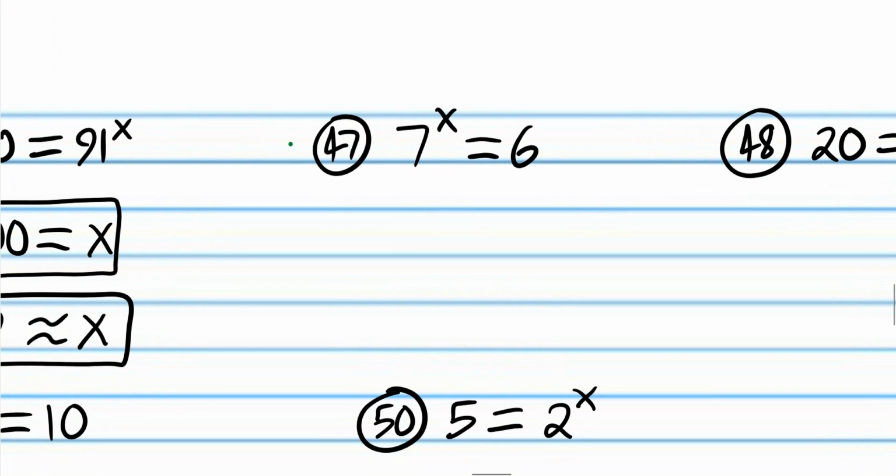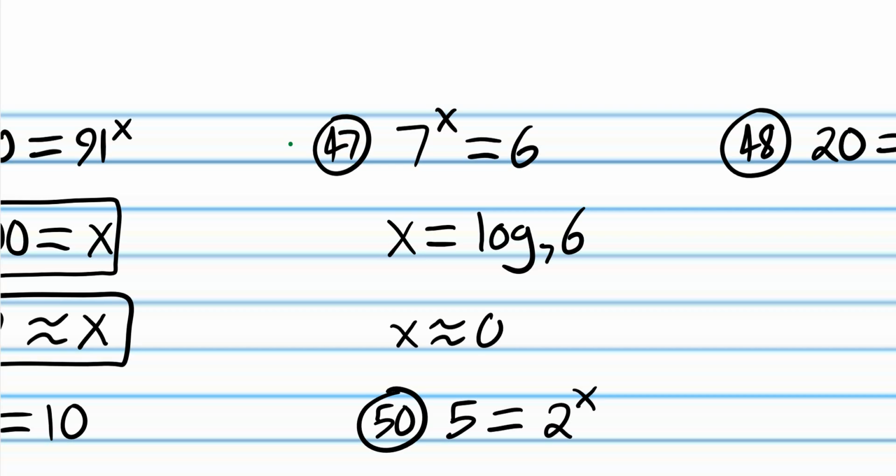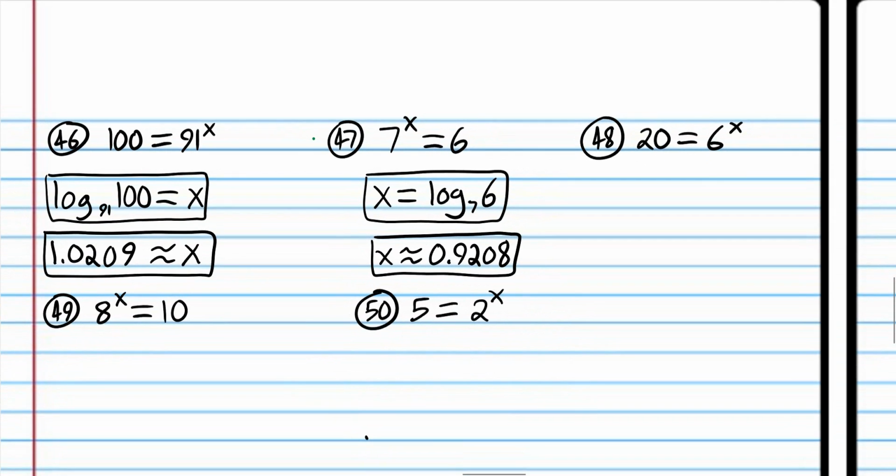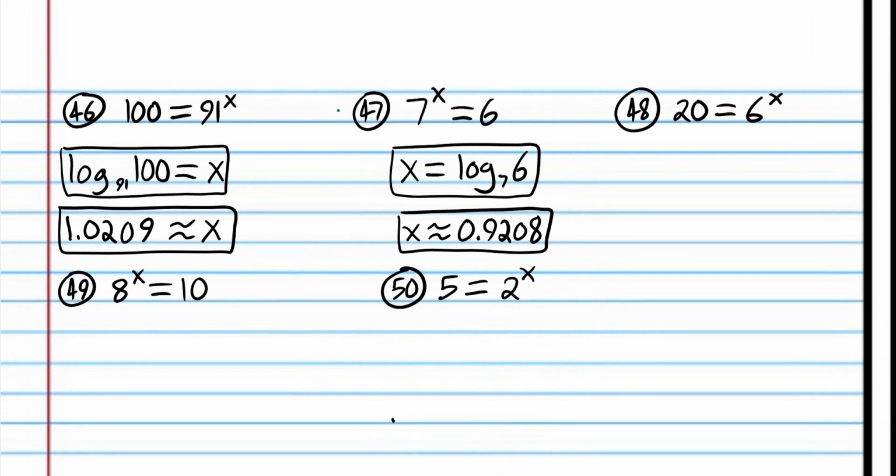All right, we're back. So x is equal to log base 7 of 6. And if we approximate that using the iPhone, we enter 6, log base y, and then 7, equals, and we get 0.9208. So we got that answer. Good job. Okay, try number 48, and when you come back, we'll do it together.